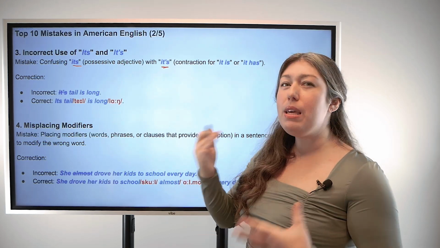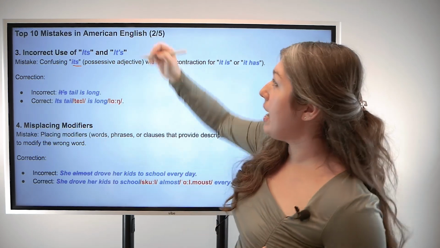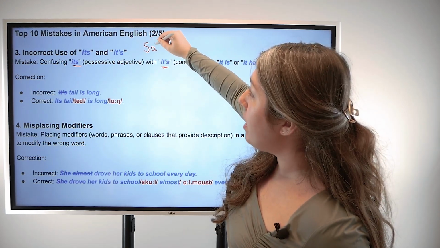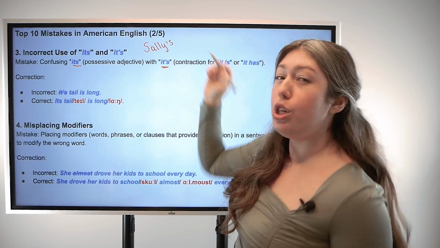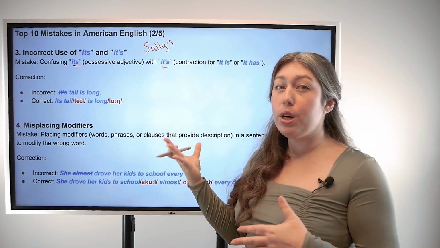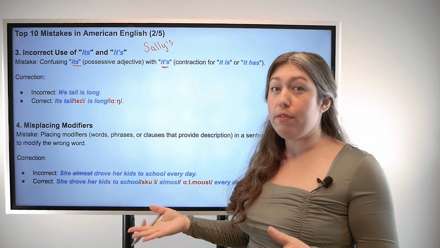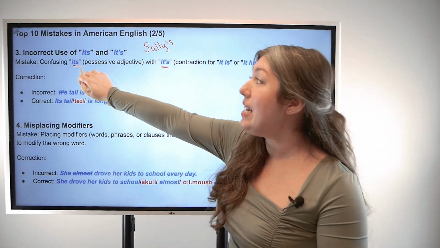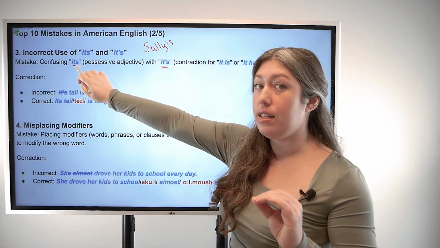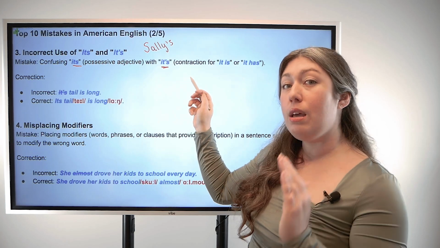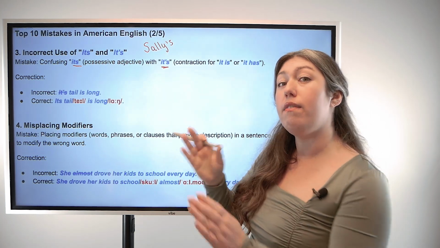This might be a bit confusing if you remember learning in the past that apostrophe S shows possession when we're talking about a person, Sally's book, Michael's book, for example. But here, its with no apostrophe is possessive, whereas it's with the apostrophe is the contraction of it has or it is.